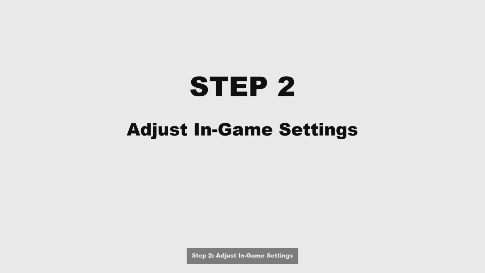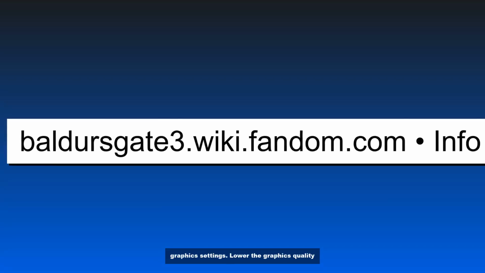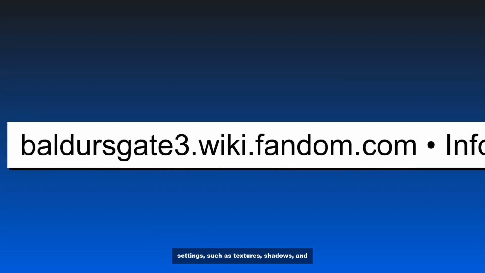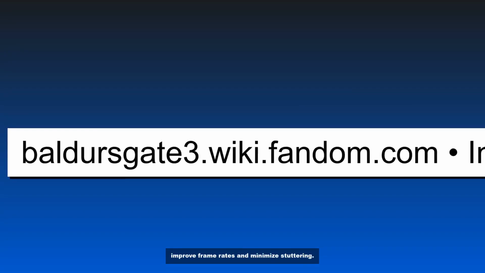Step 2. Adjust in-game settings. Launch Baldur's Gate 3 and navigate to the graphics settings. Lower the graphics quality settings such as textures, shadows, and effects. Reducing these settings can help improve frame rates and minimize stuttering.